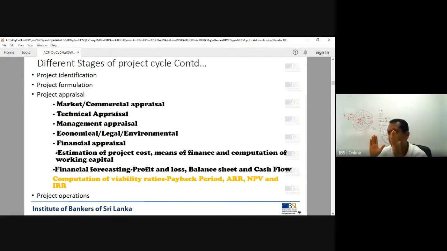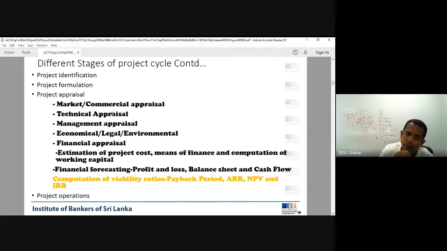Then you need to identify the cost of the project, how much you need to invest in this project, and working capital calculations. We discussed that working capital is the liquidity of the business. That means the money required for the day-to-day operations of the business. We identify all those things.